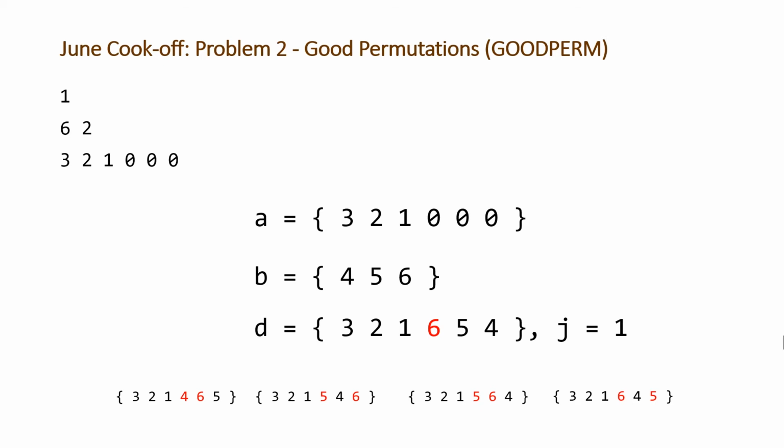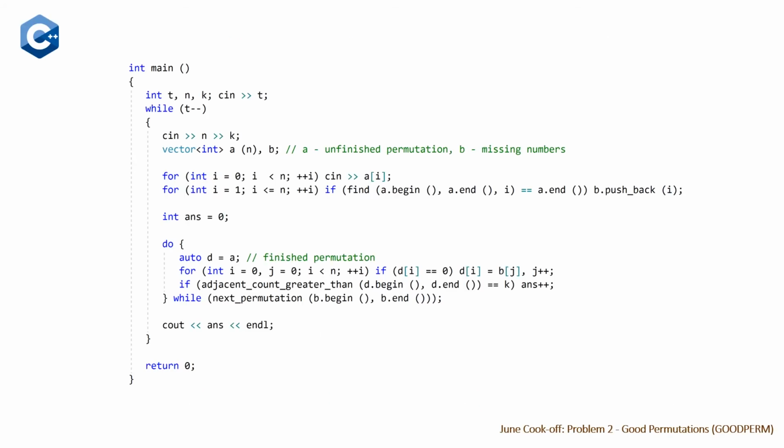So let's take a look at our code. Here is our C++ solution. At the top here, we are just reading in our input for t, the number of test cases, and then we have our while loop t times. The first thing we're going to do inside that is read in our n and k, the length of our permutation, and k, the number of elements that we want to be greater than the element to the left of it, and then we're initializing our 2 vectors a and b.